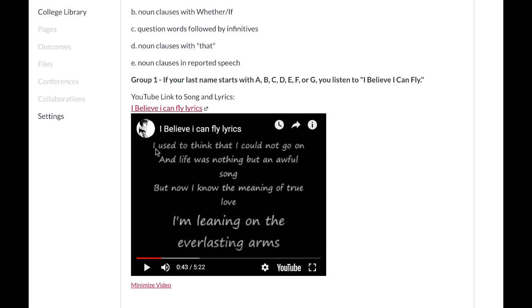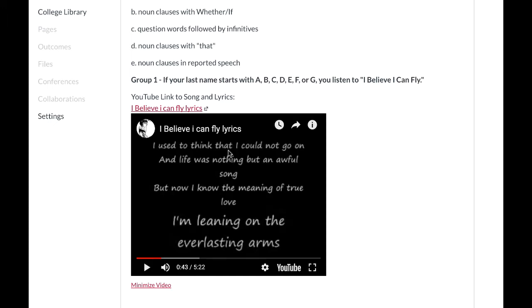Now I look at the very first sentence in the next part of this song, and it says, I used to think that I could not go on. Well, here we know that we have a modal, used to, and then we have the verb think. And we know noun clauses can follow think and a modal here. And here we have a that noun clause that follows. I used to think, and then the noun clause is that I could not go on. So I would write that one down.